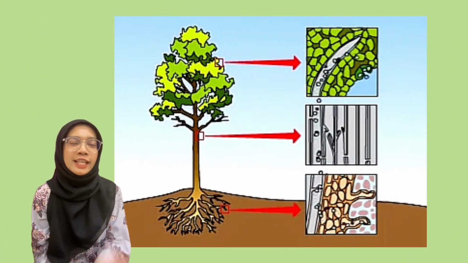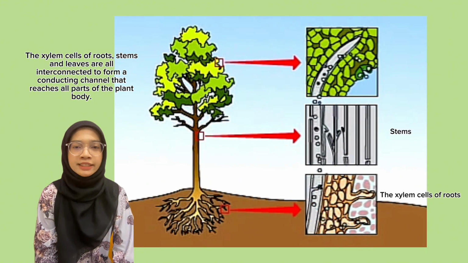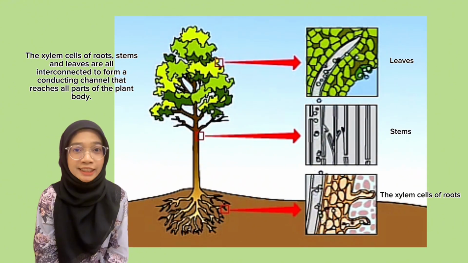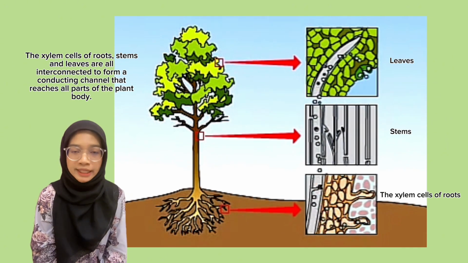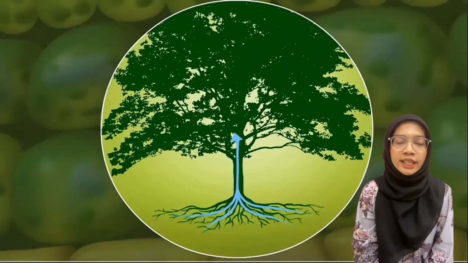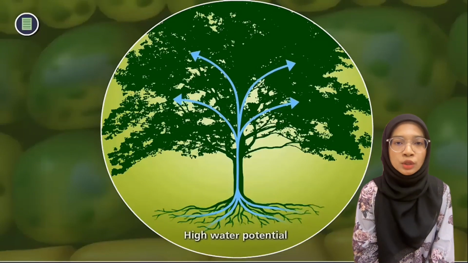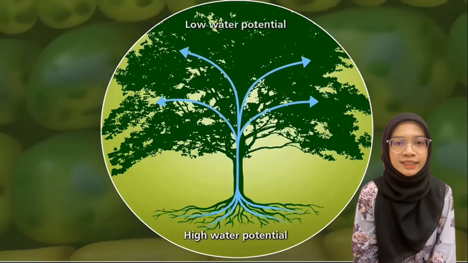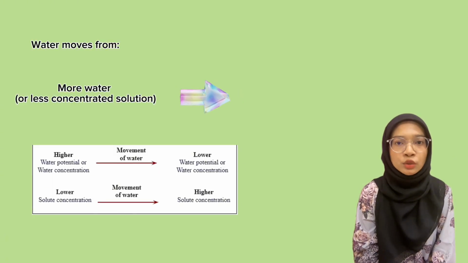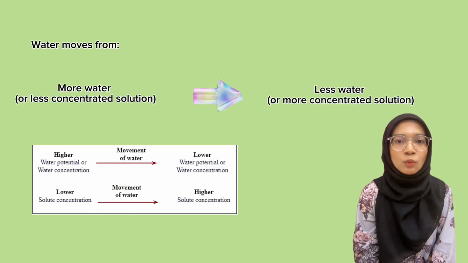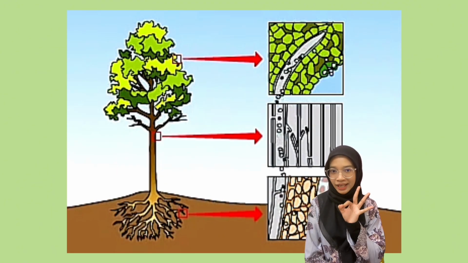Let's take a look at this video. The xylem cells of roots, stems, and leaves are all interconnected to form a conducting channel that reaches all parts of the plant body. Moreover, in plants, water will move from high water potential to low water potential. In simpler terms, water moves from where there is more water to where there is less water. Let's look roughly into an overview of these three factors.